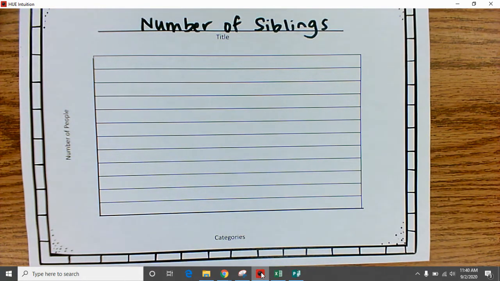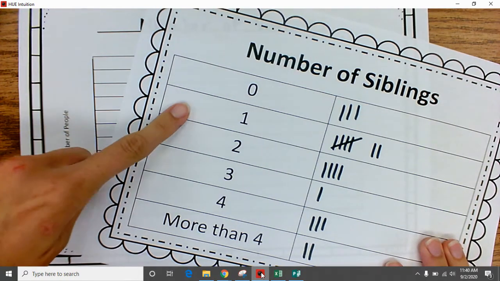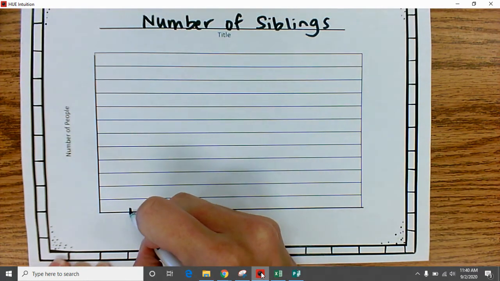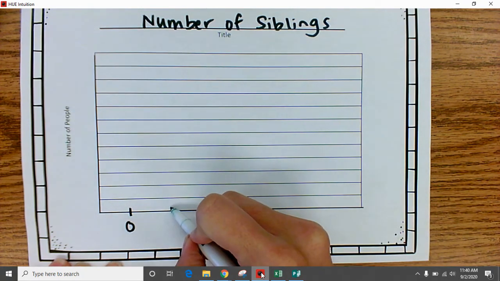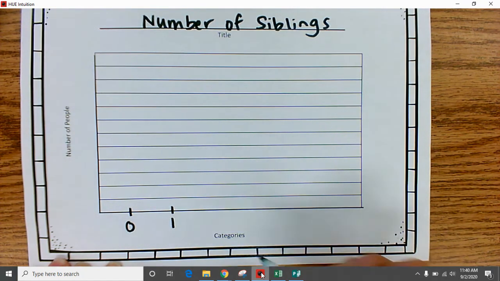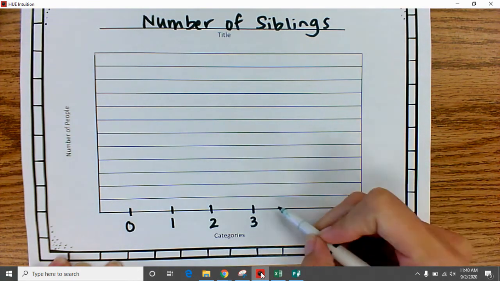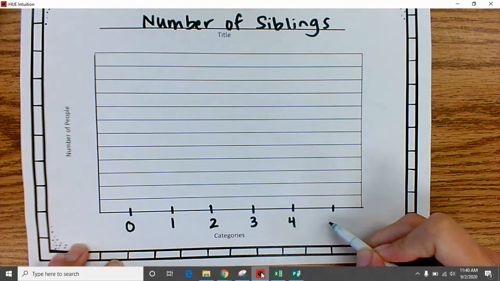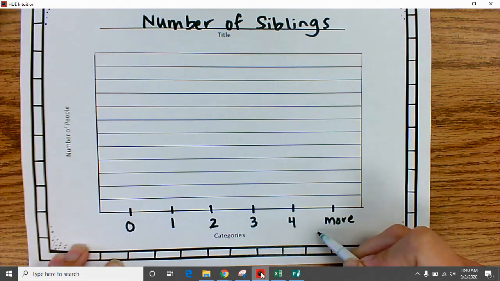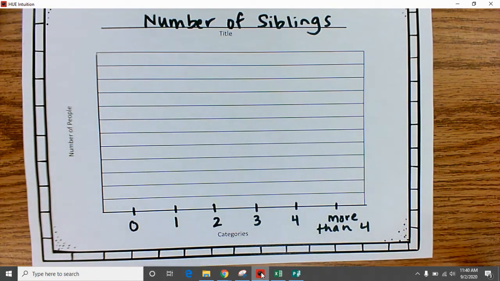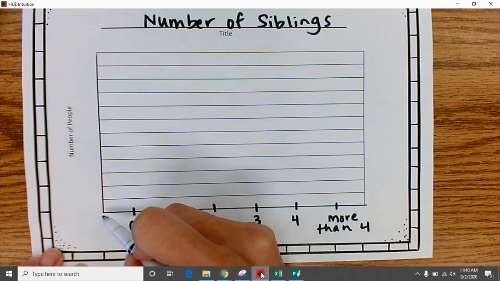So first of all, I need to put my categories along the bottom. So my categories were 0, 1, 2, 3, 4, and more than 4. So I'm going to create some categories. I'll put 0 here. I'll put the bar for people with only 1 sibling there. 2, just kind of spacing them out along the bottom. 3, 4, and more than 4. And then along the left side, that's the number of people. So I might start with 0 kind of on this baseline.